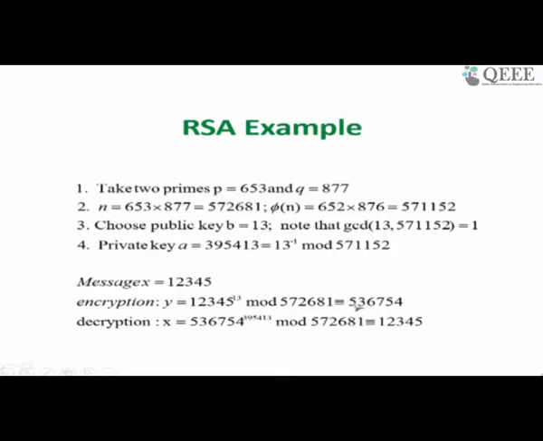Then this ciphertext is sent over the internet to Bob's side, where he takes the ciphertext, raises it to the power of A, that is 3,95,413, modulo the same n, 5,72,681, to get the original number 12345. So you see that on Bob's side, when he decrypts the ciphertext, he gets back the original message 12345 that Alice had sent him.